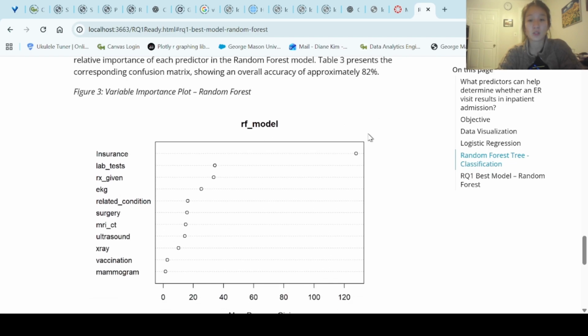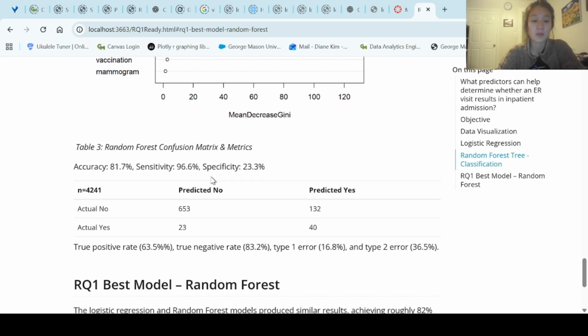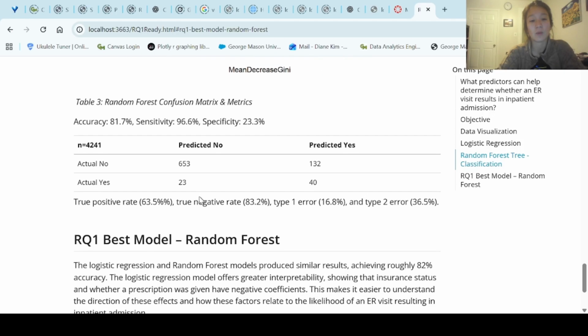This showed that, similarly to the logistic regression, insurance was one of the strongest predictors, and prescription given. Prescription given was actually the second strongest predictor in the logistic regression model, whereas here it seems like lab test is the second one and then prescription given. We look at the performance of the random forest tree, and it has a similar true positive rate at 63.5% and an accuracy rate of 81.7%.